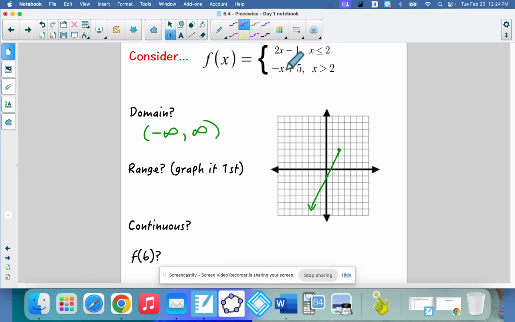So this is negative x plus 5. So that's a y-intercept of 5, which is right there. And then the slope is negative 1. So I'm just going to go down 1, over 1, down 1, over 1, down 1, over 1, down 1, over 1. Or you can go up 1, left 1, up 1, left 1. That's basically a slope of negative 1 with a y-intercept of 5.